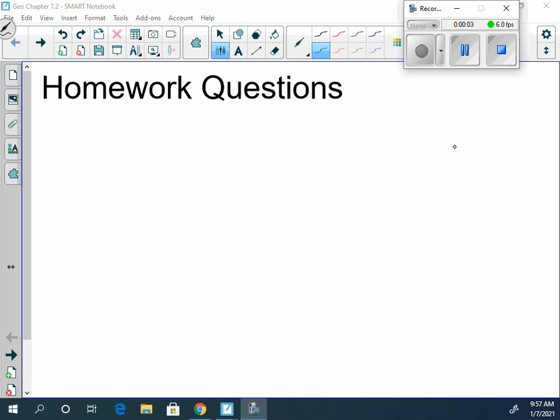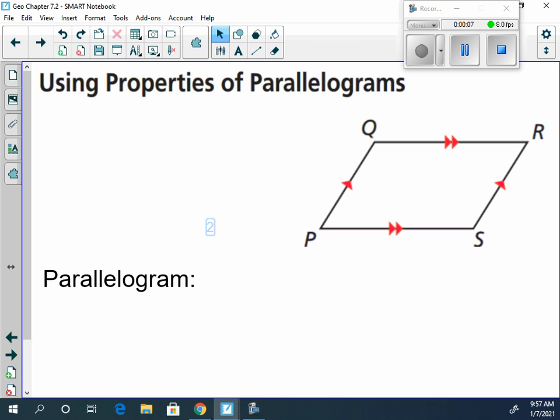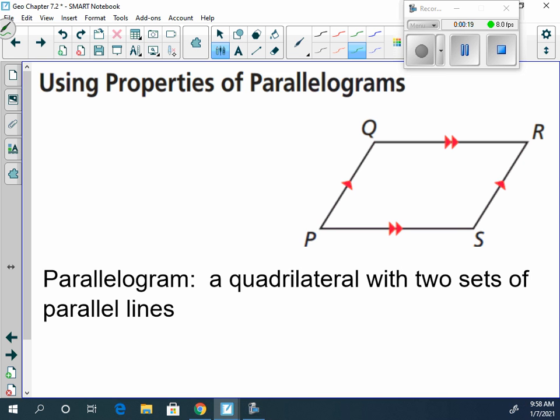Now, most of y'all have the note sheets, and you can see the first thing on there is talking about properties of parallelograms. Before we can really talk about the properties of a parallelogram, we need to know what a parallelogram is. A parallelogram is a quadrilateral, so a four-sided figure, with two sets of parallel lines.